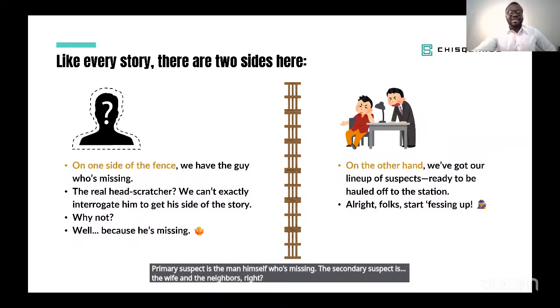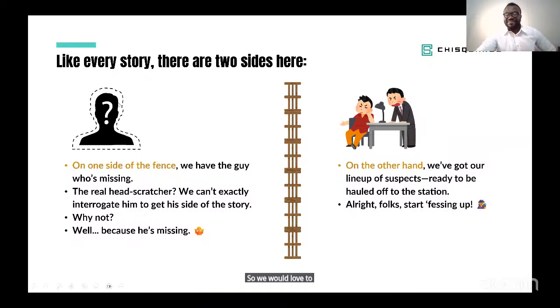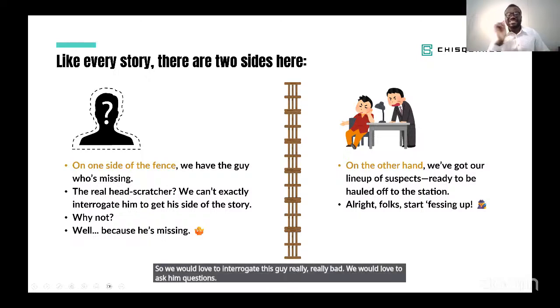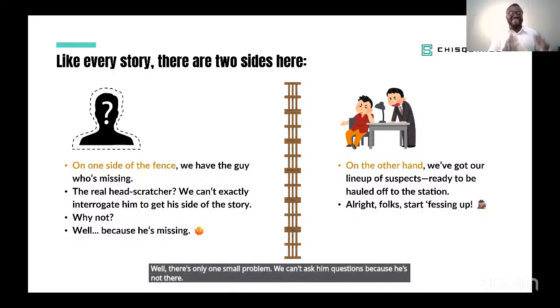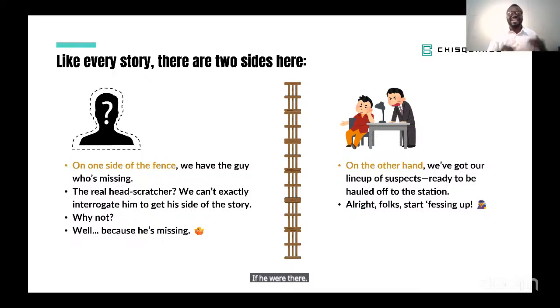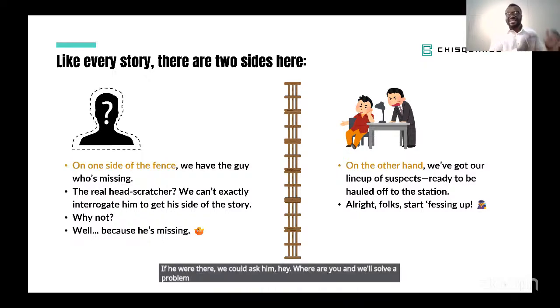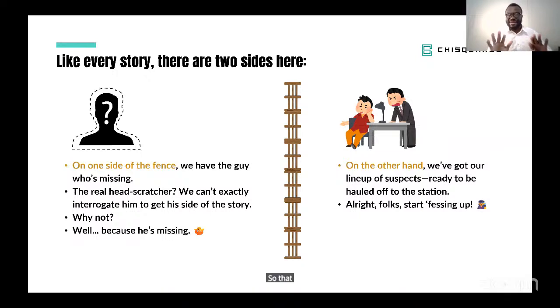So we would love to interrogate this guy really, really badly. We would love to ask him questions. Well, there's only one small problem. We can't ask him questions because he's not there. If he were there, we could ask him, hey, where are you? And we'd solve the problem, but he's not there. So he can't speak for himself. That's the dilemma when we are trying to investigate missing values, right?